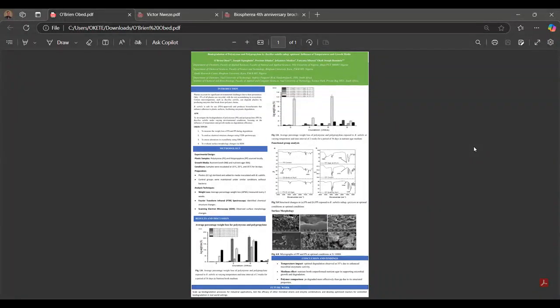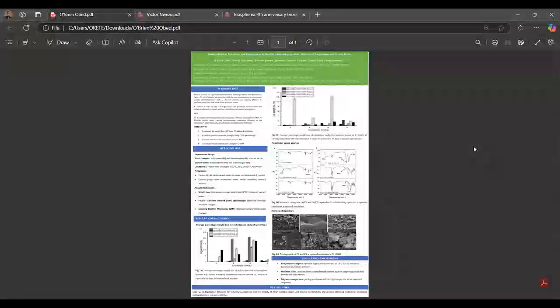So in our methodology, we used two nutrient media, the broth and the agar, as our nutrient source for the bacteria. Our temperature conditions were varied at 15, 25, and 35 degrees for 56 days. That's 8 weeks. After this, we took the average weight loss of this plastic waste.